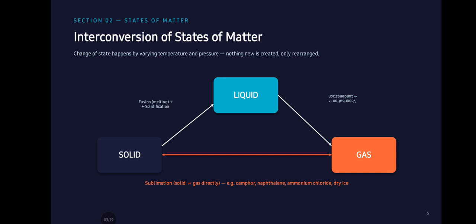Interconversion of states of matter, that is, change of state happens by varying temperature and pressure. Nothing new is created, only rearranged. Solid to liquid is fusion, that is melting, while liquid to solid is solidification. Liquid to gas is vaporization, while gas to liquid is condensation. Sublimation: solid to gas directly. Examples: camphor, naphthalene, ammonium chloride or dry ice.